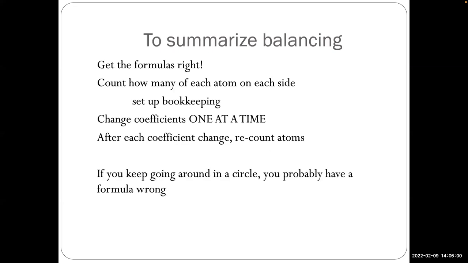So to summarize balancing, first we get the formulas right, do some bookkeeping, count how many of each element on each side, and change the coefficients one at a time. After every coefficient change, you recount them. If you keep going around in a circle, meaning you can't get it to balance, you probably have a formula wrong. I've been teaching chemistry for a long time, and when a student says, I can't get this to balance, and they come to my office, I go, you got a formula wrong, almost always, all right?